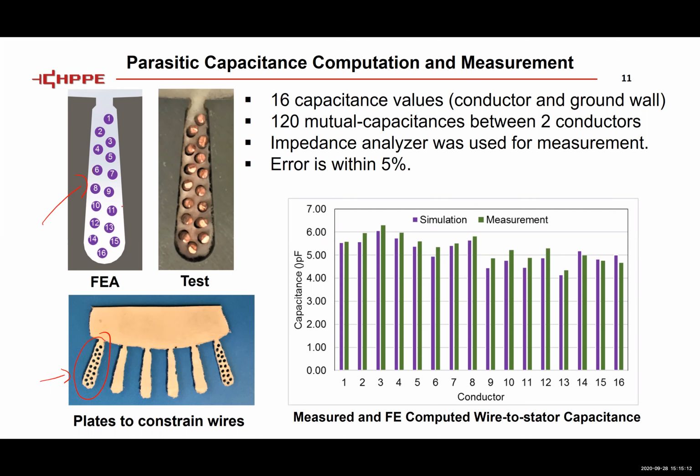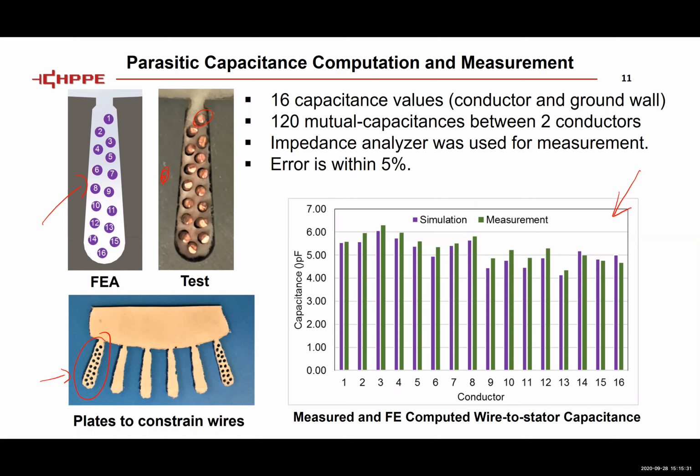Here we have 6 capacitance values. Those 6 capacitance values are for the capacitance between each conductor and the stator ground wall. And also we have 120 mutual capacitance values. Those are the capacitance between every 2 conductors.